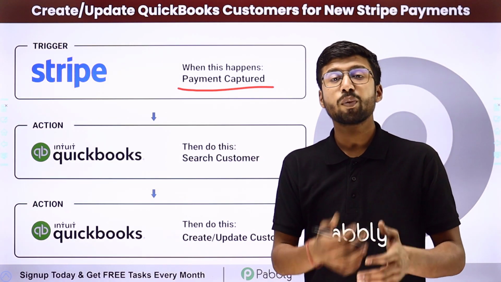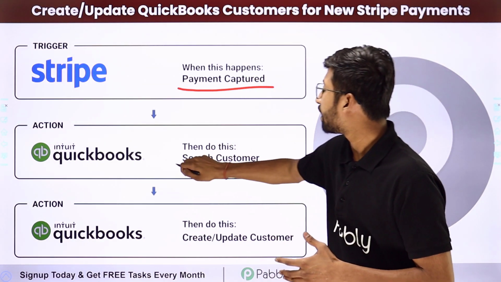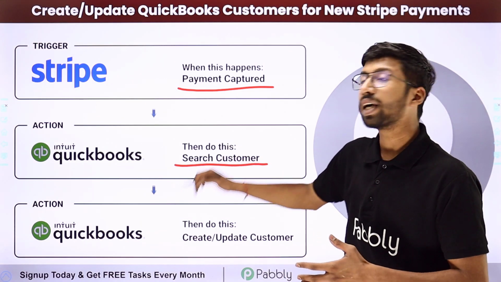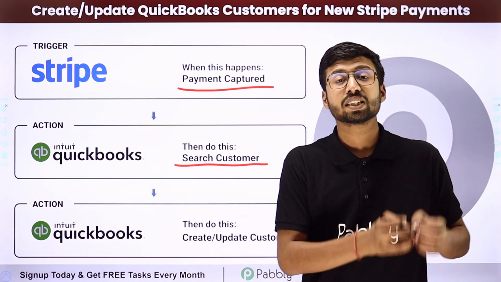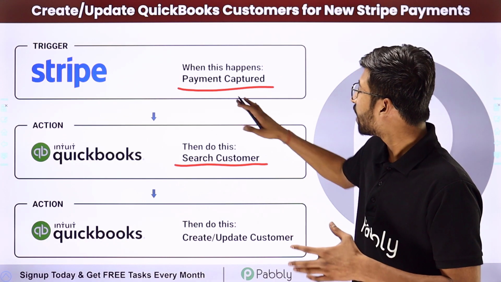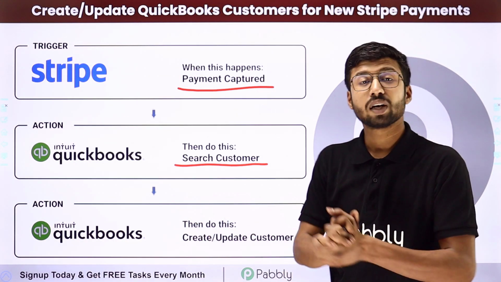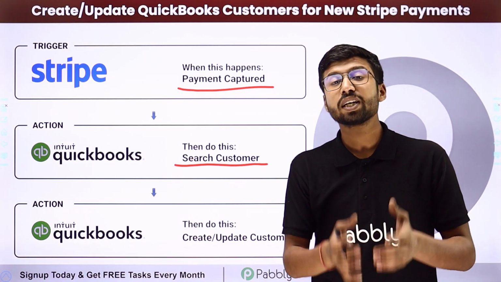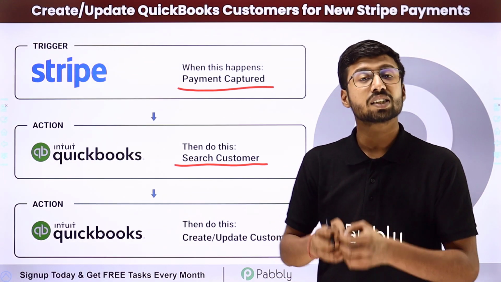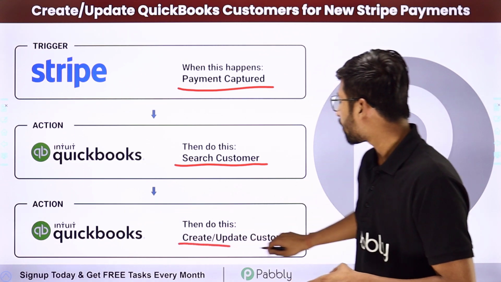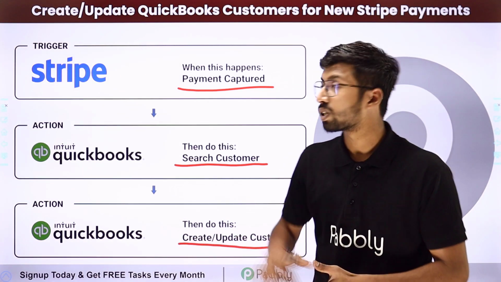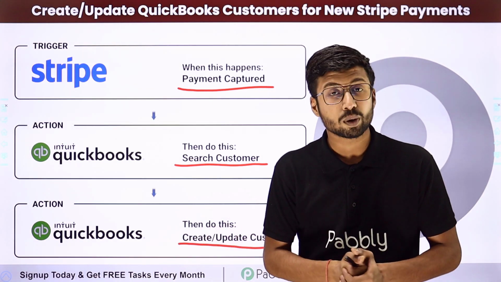In this automation, whenever we capture a new payment in our Stripe account, first we are going to search for the customer who made the payment in our QuickBooks account. If that customer already exists in QuickBooks, we are going to update that customer with the latest details we have received from Stripe. And if the customer does not exist in our QuickBooks account, we are going to create a new customer in QuickBooks with the same details we have received from Stripe.